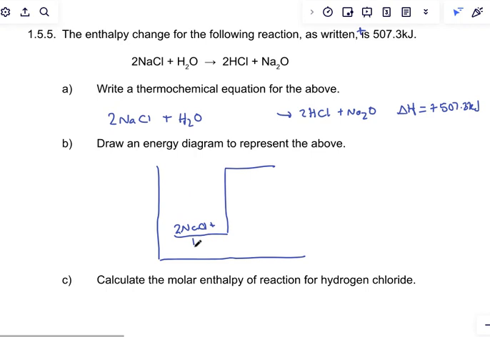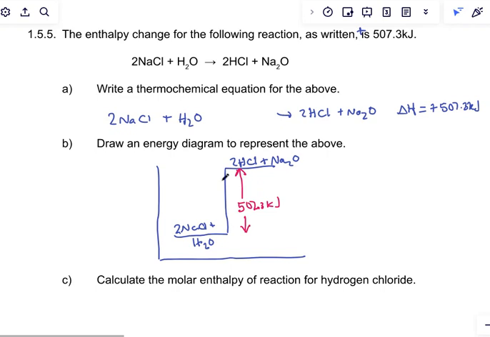2NaCl plus, apologies. All this should be on the line, but I'm writing a little ugly today, so in the interest of keeping it halfway legible, I will sometimes have to move stuff around. So you put your reactants, you put your products, and then you label the enthalpy change. And in this case, I'm going to put 507.3 kilojoules. It's obviously a plus because the graph is going up.